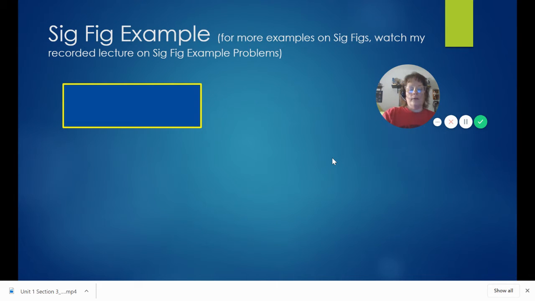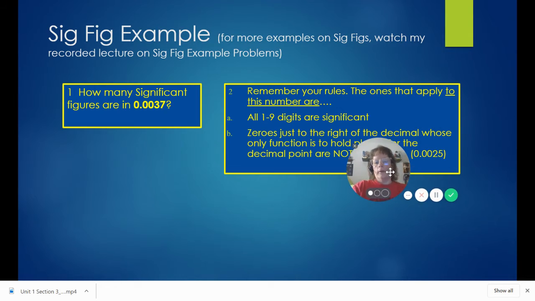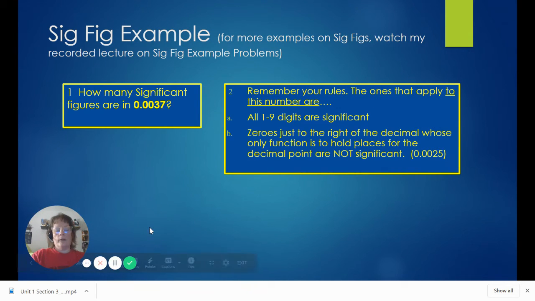All right, let's look at an example. And again, I made another video that has multiples, but let's just look at one for now. How many significant figures are in 0.0037? And remember your rules. The ones that apply to this one are all numbers, all 1 through 9 digits are significant. So we know the 3 and the 7 are going to be significant. They fall between the 1 and the 9.